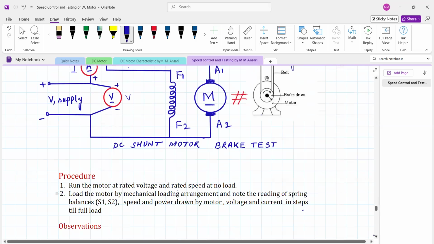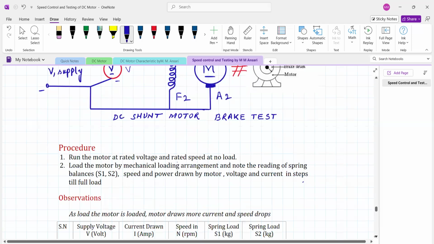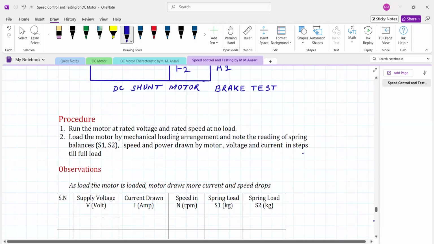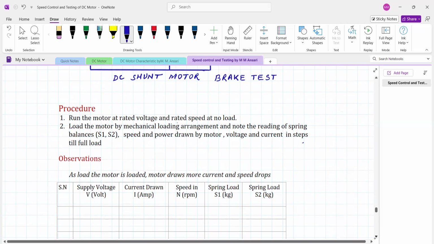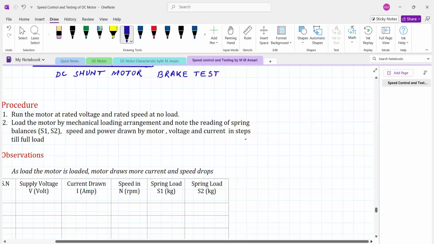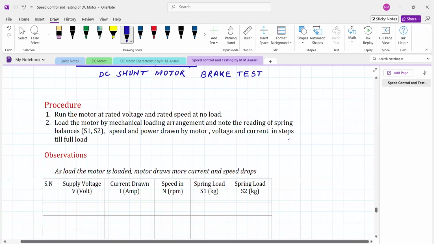Speed and power drawn by motor. What is the speed under load condition? Because during the load, the speed may fall with a small value or it may be higher value as per the type of motor. Voltage and current in steps till full load condition. So we have to load the motor from a no load condition to its full load value. As the motor is loaded, motor draws more current and speed drops. So these are some observed values, or we have to observe during this test.